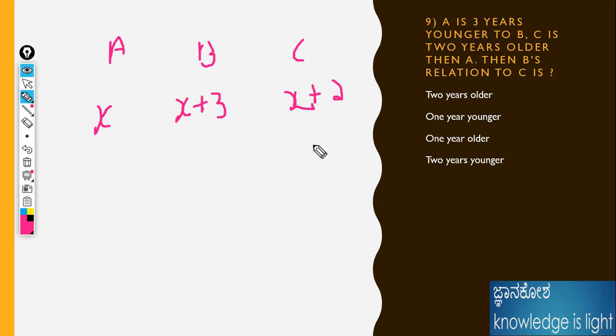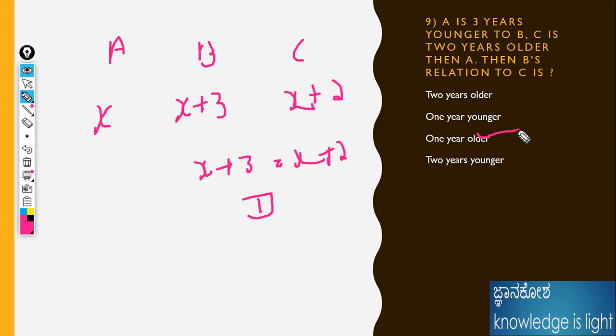If the difference between A and B is equal to B minus C, like x plus 3 is equal to x plus 2, the difference they were asking. Therefore, x is cancelled. Therefore, 1 is the answer. With respect to B is asking, from the visual only we can easily tell B is older, 1 year older.